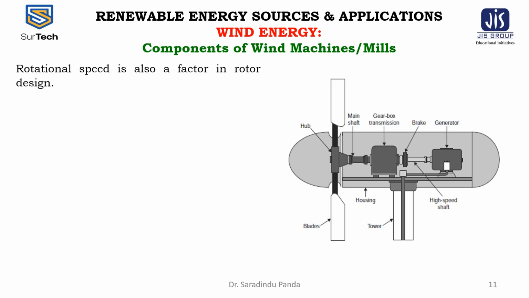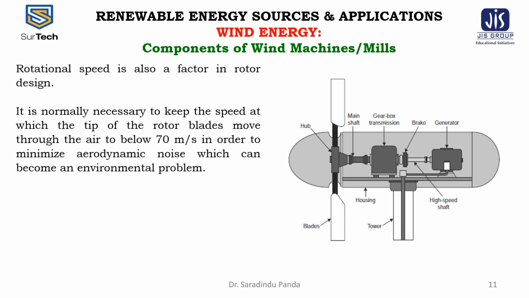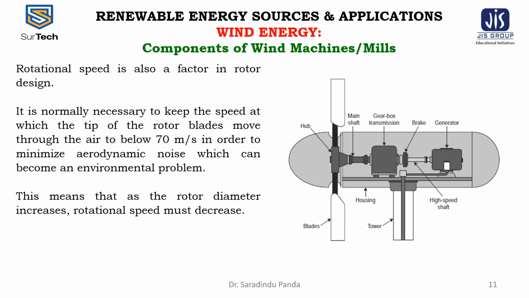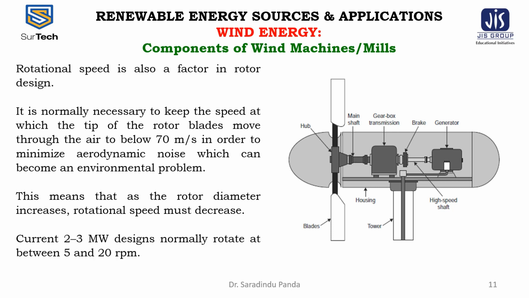The rotational speed is also a factor in the rotor design. It is normally necessary to keep the speed at which the tip of the rotor blades move through the air to below 70 meters per second in order to minimize the aerodynamic noise, which can become an environmental problem. This means that as the rotor diameter increases, the rotational speed must decrease. Current 2 to 3 megawatt designs normally rotate at between 5 to 20 rpm.